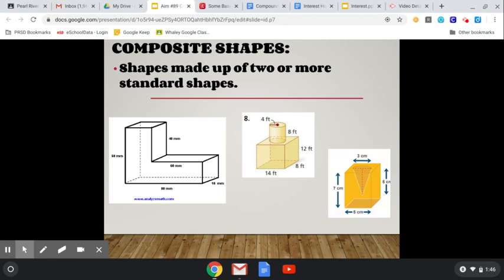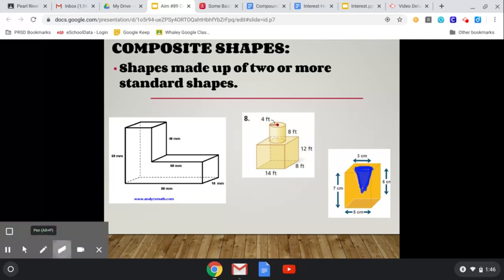And this would also be considered a composite shape. But what's different about this one than the other two is this is supposed to be like a little hole hollowed out in that shape, almost like a conical hole that's cut out of there for some reason. So the way we figure that out is going to be a little bit different than the way we do the other two, and I'm sure you can imagine.